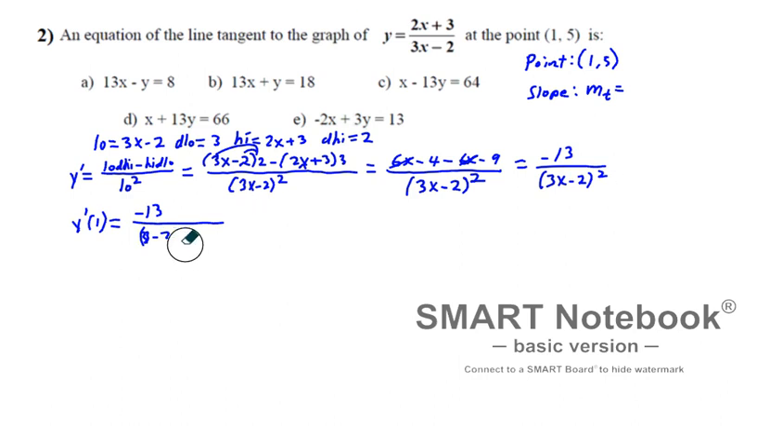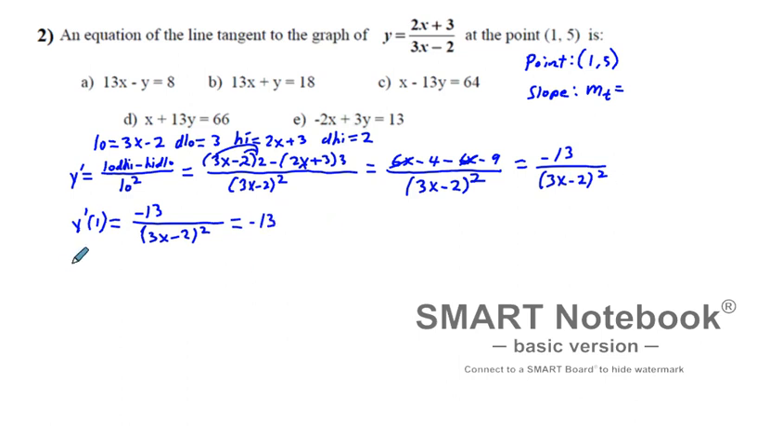So this is going to simplify. Let's try to get this a little more legible. So we have 3x minus 2. That's a little better. Squared, which is going to be 1 squared. So we have negative 13.